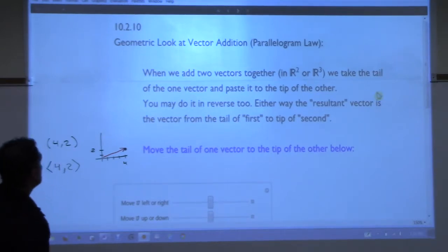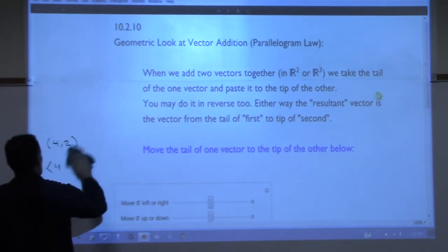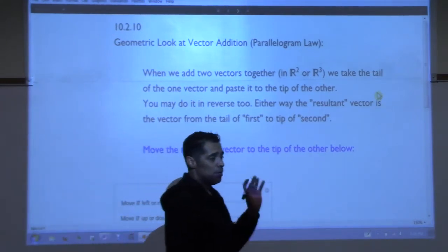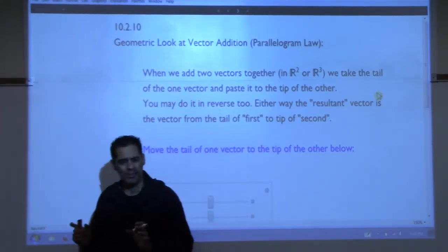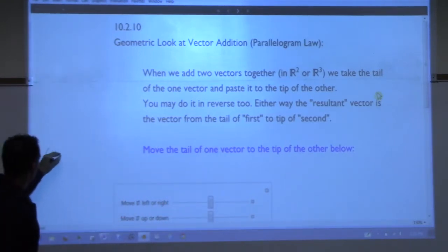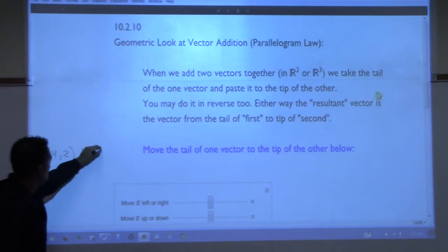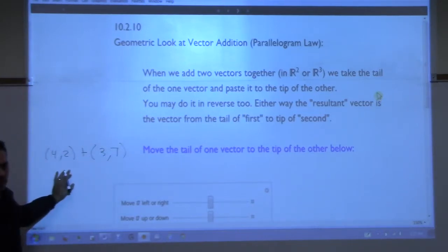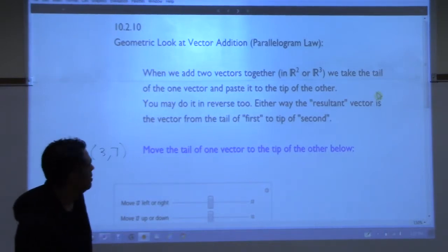All right, so let's talk about vector addition. This is something you can't do with points. If I give you two points and ask you to add them together, you go, huh? If I say, take the point (4, 2) and add it to the point (3, 7)? We don't add points together ever, right? But with vectors, we do have this concept of addition.